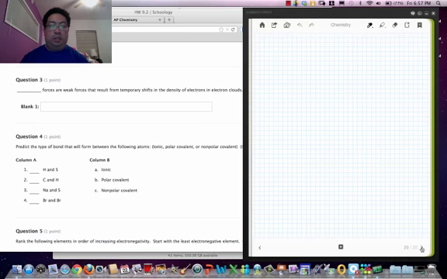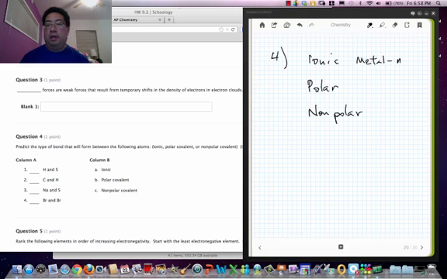New page. So for number 4, you're doing a matching, for at least the one that I have. So for number 4, you're looking at ionic bonding, polar, and nonpolar. So how do you tell? Ionic will always be metal, nonmetal.